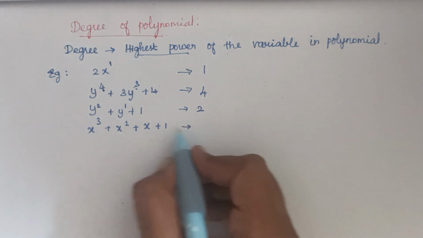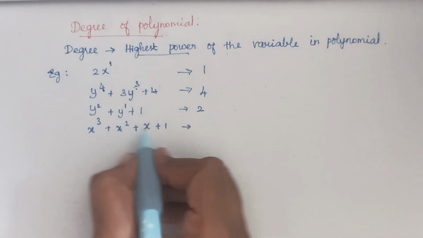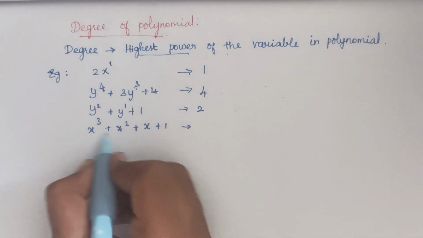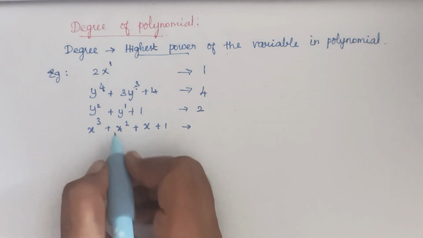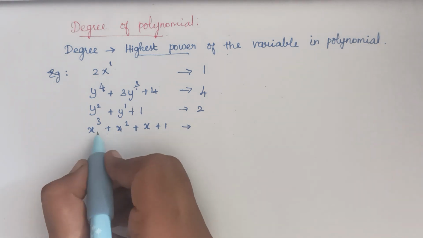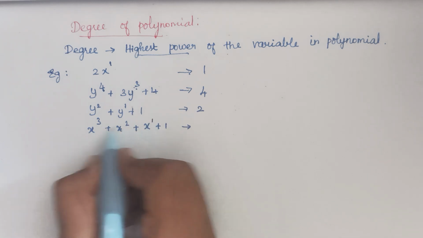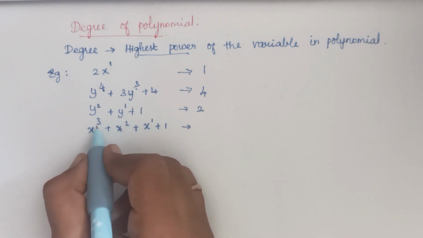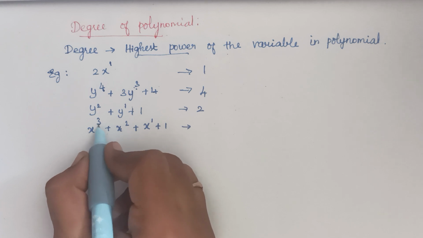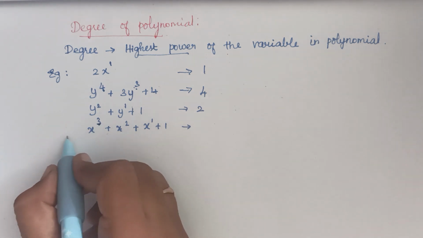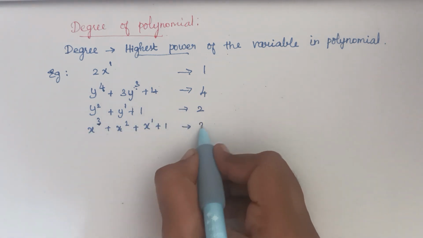And the same here, x cube plus x square plus x plus 1. Totally four terms are there, and x is the variable. The powers are 3, 2, 1. In that, 3 is the highest power. So the degree of this polynomial is 3.